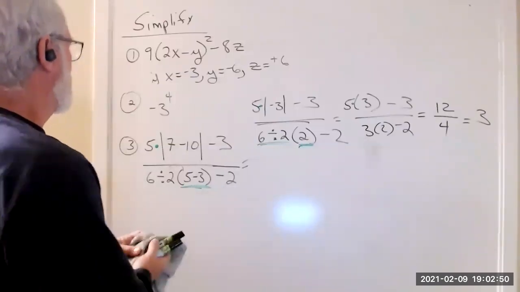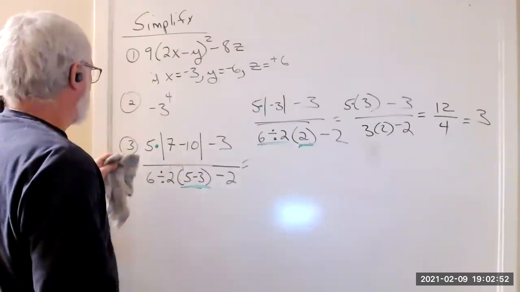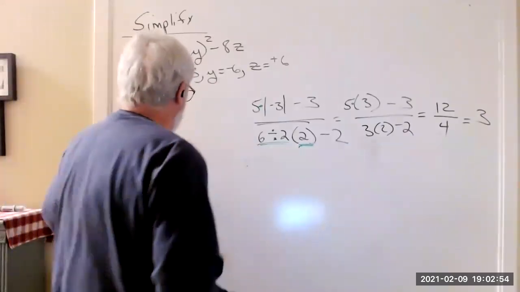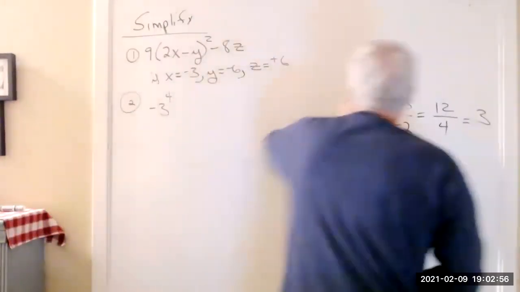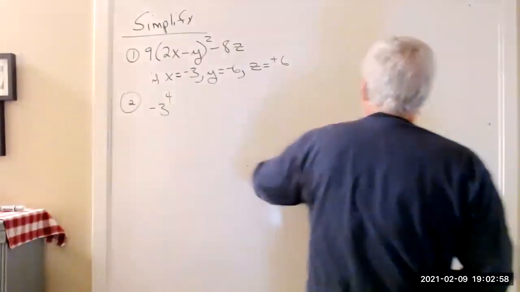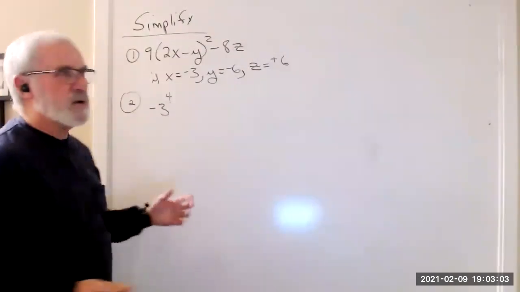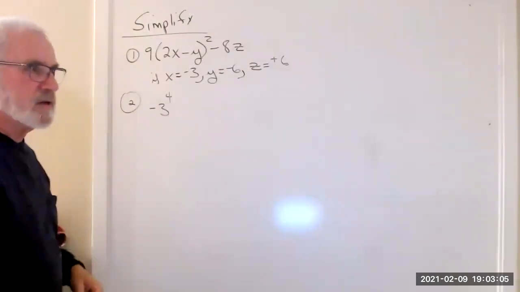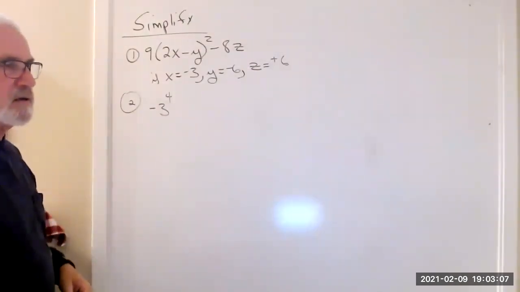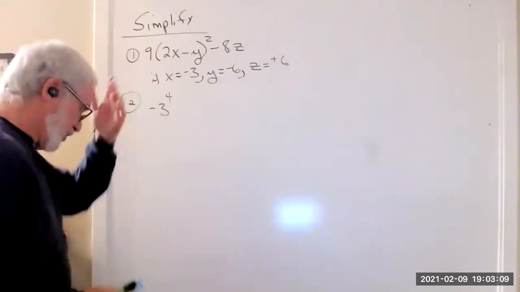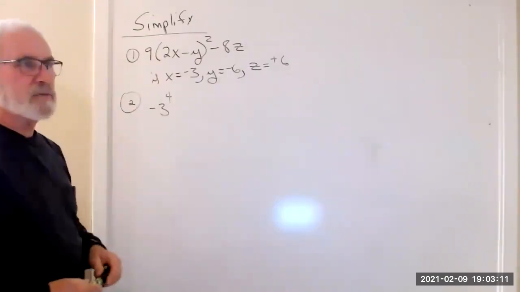I hope. All right. What'd you guys get for number 2? There's only 2 answers you can get. I got negative 81. Positive 81. It's either 81 or negative 81. I got -81. Okay, negative is correct.